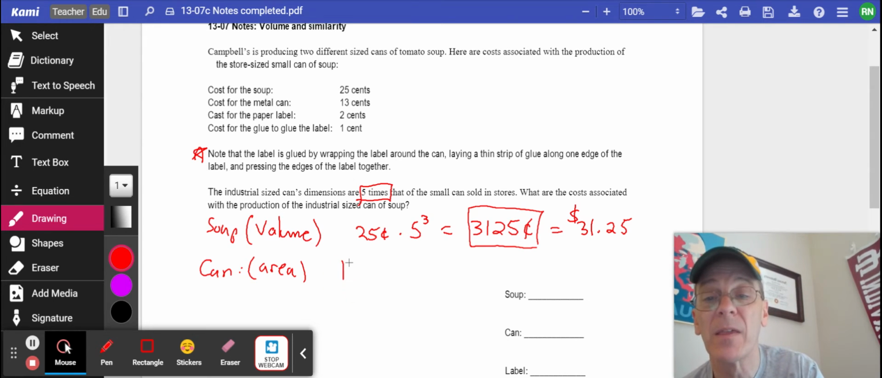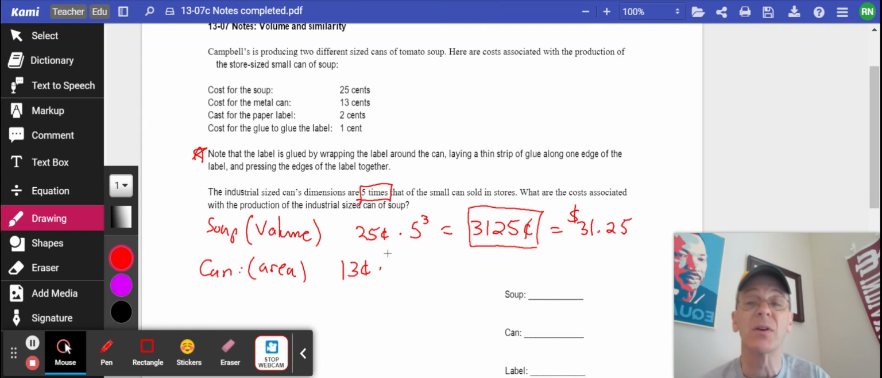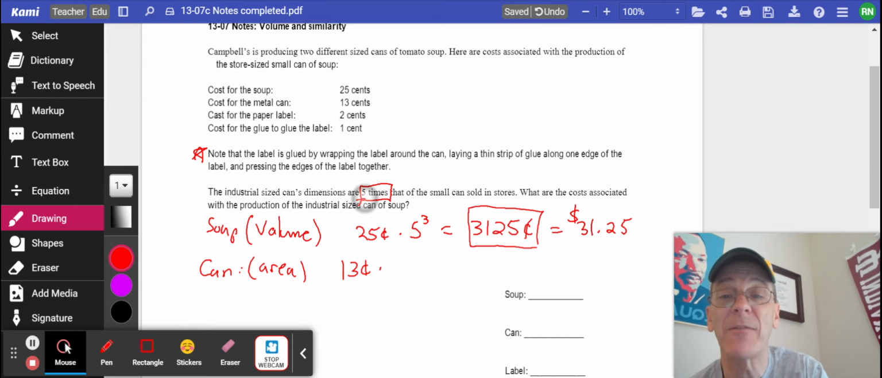And so the cost of the metal for the larger can, because this is an area type of cost, is going to be multiplied not by 5 times, but by 5 squared. And 25 times 13 is 325 cents, which again is a perfectly good answer.